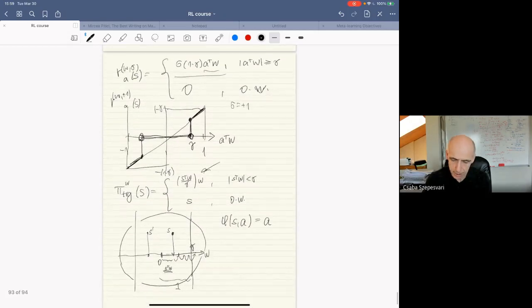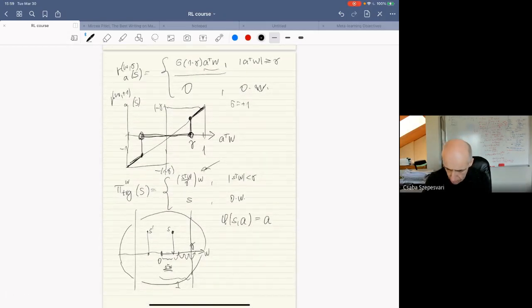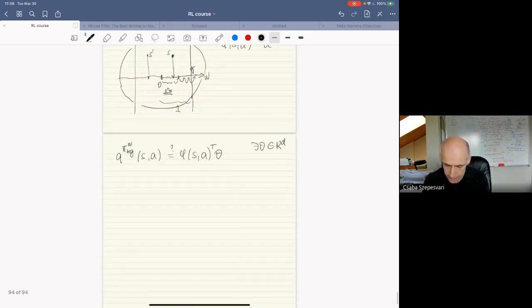To get a conjecture of what that parameter could be, if you start the whole process in this cap, then we know that the total reward collected would be sigma A transpose W. So we might conjecture that theta should be sigma times W, because that's what's going to work in the cap. So let's make this a claim.